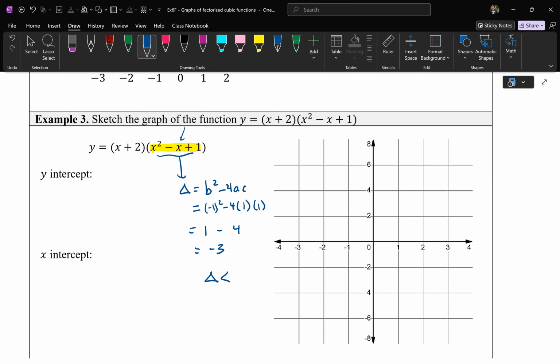If the discriminant is less than 0, which means it's negative, what is it? No solutions. So even though we have 2 brackets, this one's not factorizable. There should be no solutions, meaning there's not going to be an x-intercept here. So how many x-intercepts should there be then? Well, how many x-intercepts am I going to get? 1. That means this here is going to get you an x-intercept at -2.